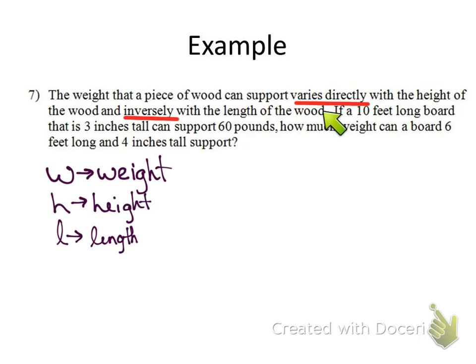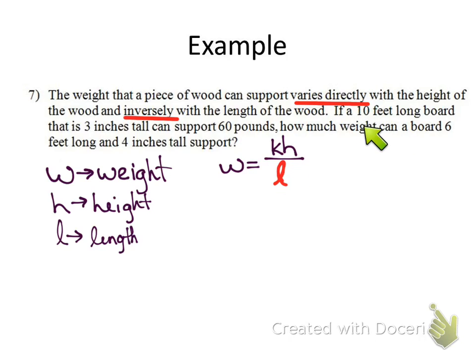What we're going to have to do whenever you have so many things going on, let's just piece it together. If it says the weight varies directly with the height, let's set that up first. It would be written as W equals K times H. Once you see inversely with the length, that means the length variable needs to be in a denominator. So I'm going to adjust a little bit. Just the letter L will be in the denominator. Notice how the constant is still in the numerator over L.